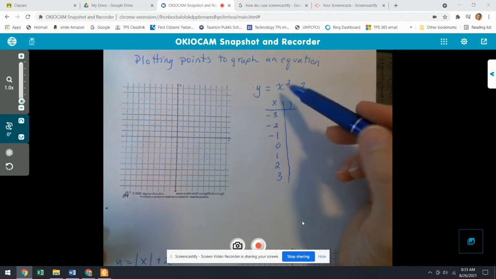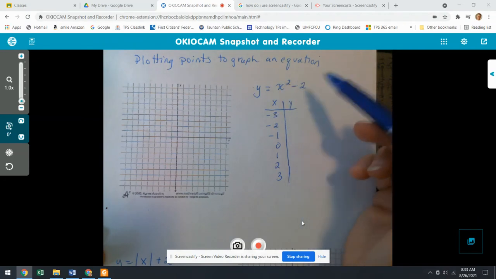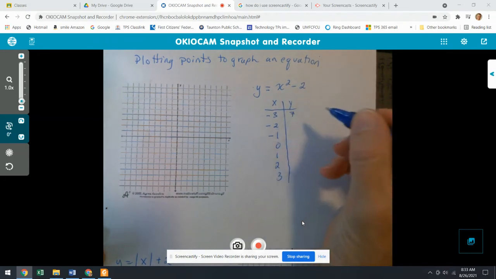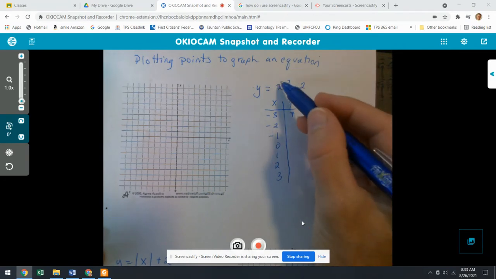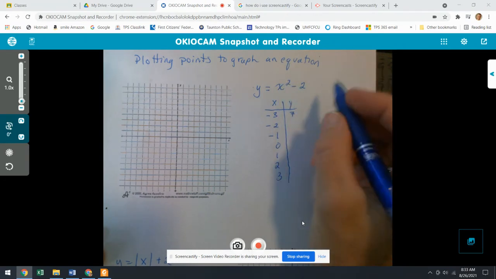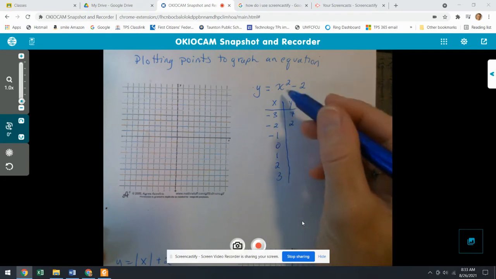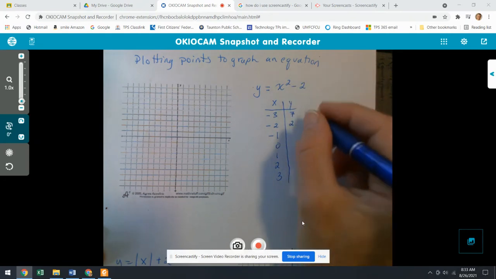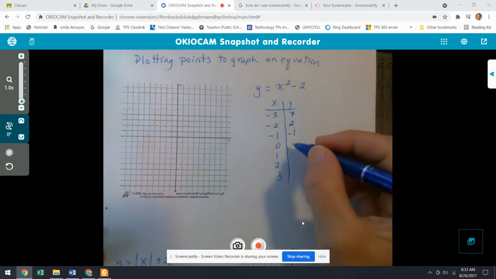So if I take -3 and I square it, I'm going to get 9, and 9 minus 2 will give us 7. If I put in a -2 for the X value, I'll get 4. 4 minus 2 gives us 2. And just go right down the line. -1 squared is 1. 1 minus 2 is -1. Putting in the 0 will give us a -2.